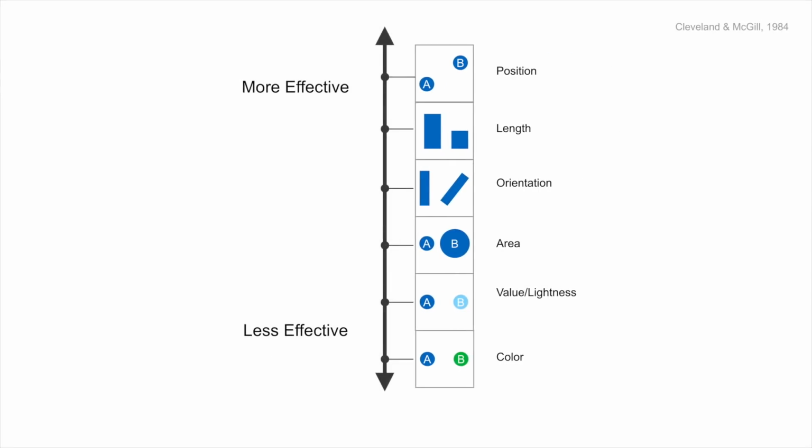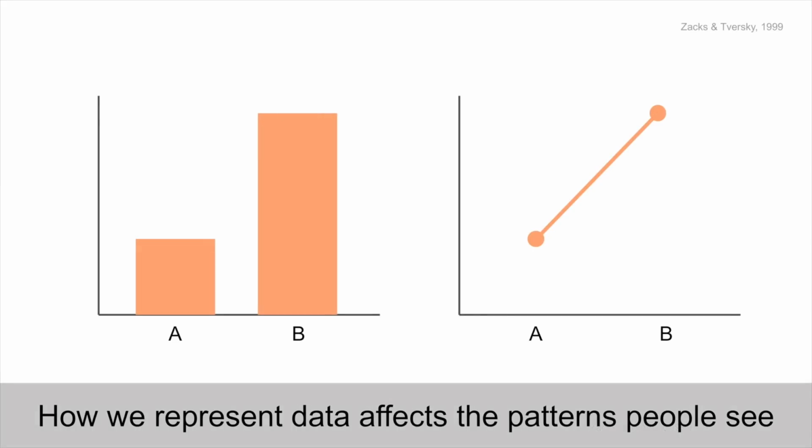Based on their responses, Cleveland and McGill were able to generate a ranking from the most to least effective ways of representing data. Conventional visualization uses this ranking to prioritize what properties of a data set we should map to which channels. One challenge with these results is that effective here means understanding relative values.